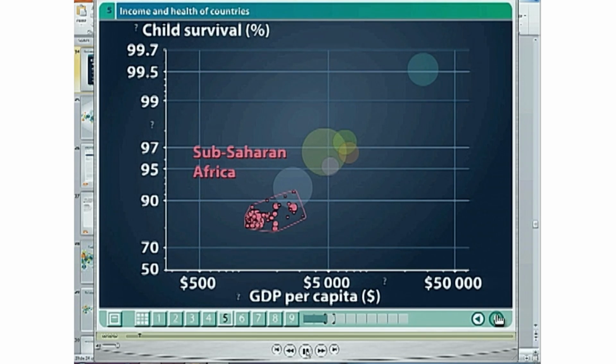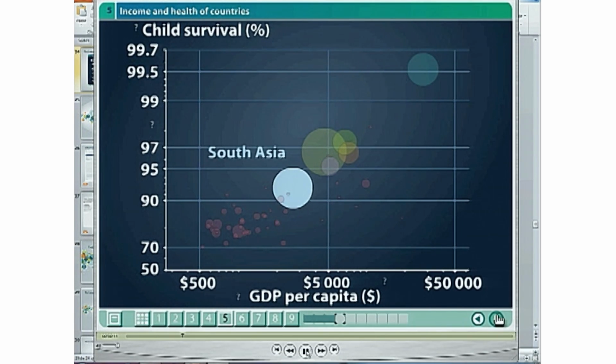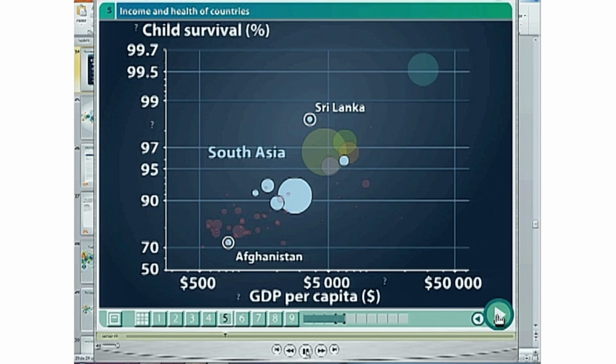So watch what he does. He starts with sub-Saharan Africa, and he takes the circle and breaks it apart. And then he's making his point, and he'll make it over and over again. In that region, there are rich and poor countries. In South Asia, same thing. Here's Afghanistan, and here's Sri Lanka.